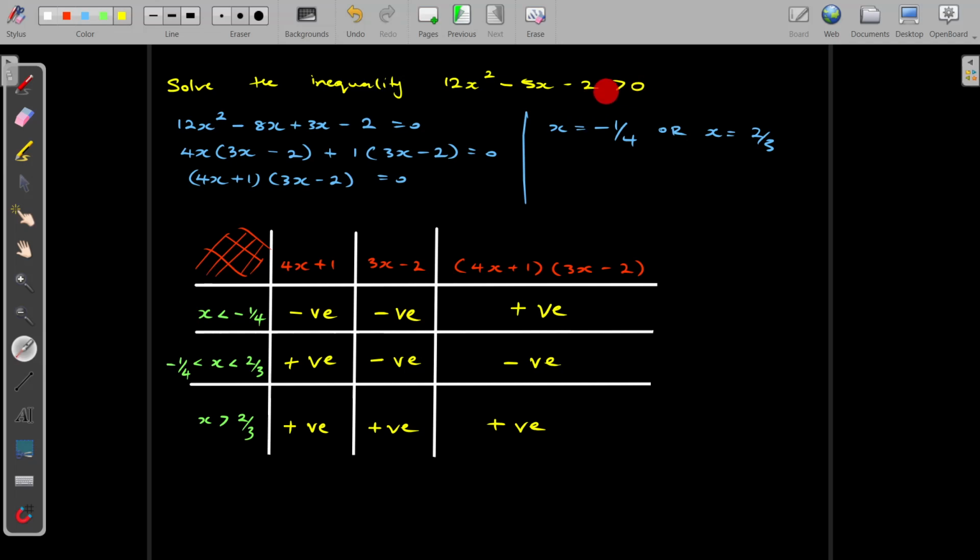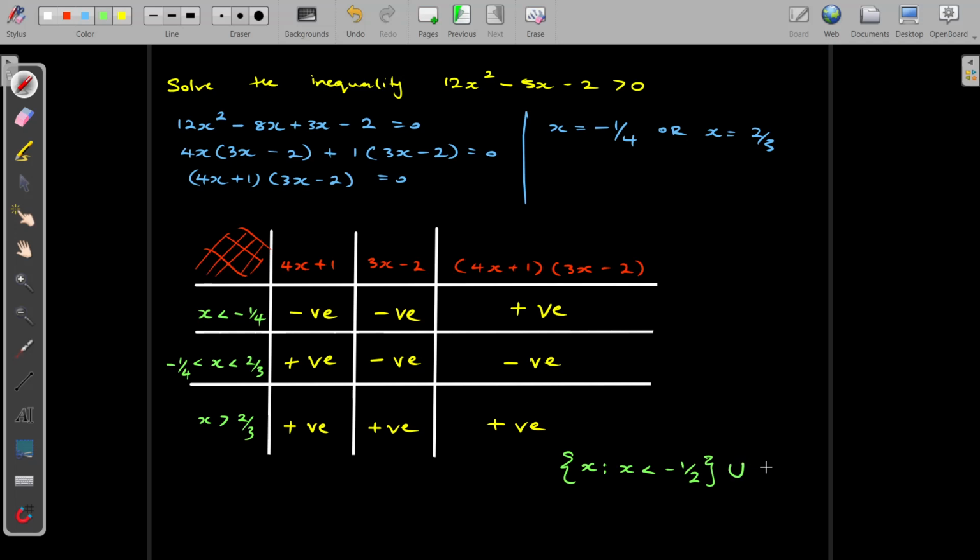So now to answer the question, they're asking us for the region where this is greater than 0. And if we're looking at where it is greater than 0, that means we're looking for positives, right? So this is positive, this is positive. So these would be our two solution sets. And seeing that they aren't combined, how we'll write them is that we will say x, where x is less than -1/4. So this would be one solution set.